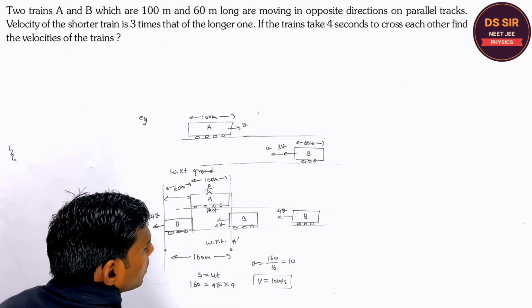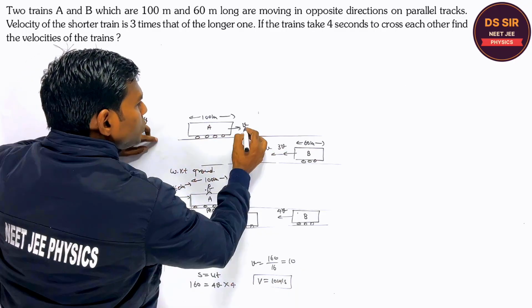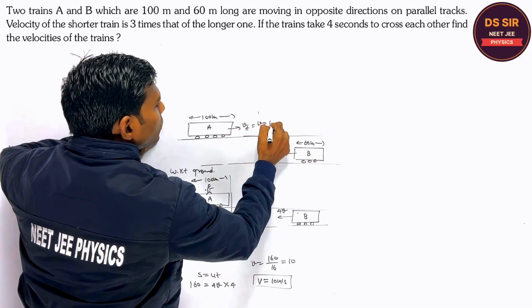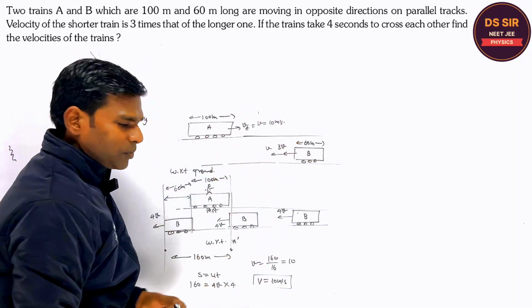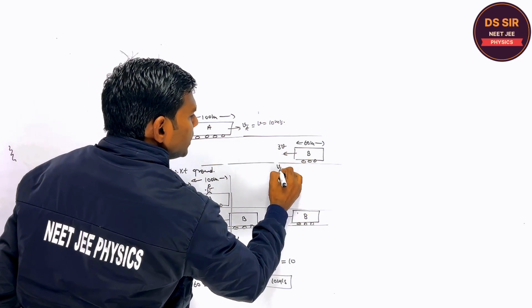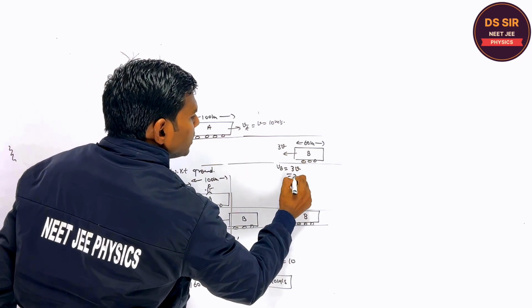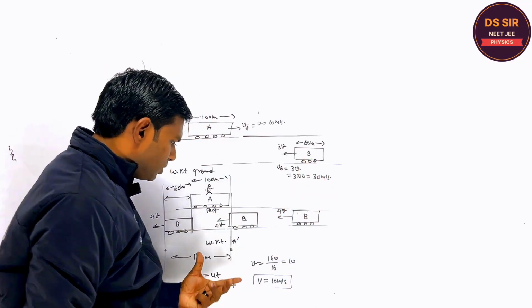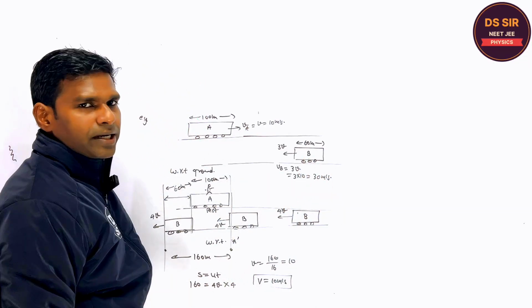Is it clear or not? Therefore, what is the velocity of A? The velocity of A is v, which is equal to 10 meter per second. And what is the velocity of B? The velocity of B is 3v, equal to 3 into 10, 30 meter per second. So this is the solution. I think you are getting this.